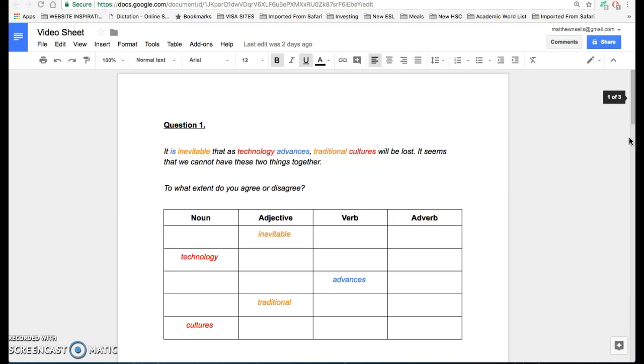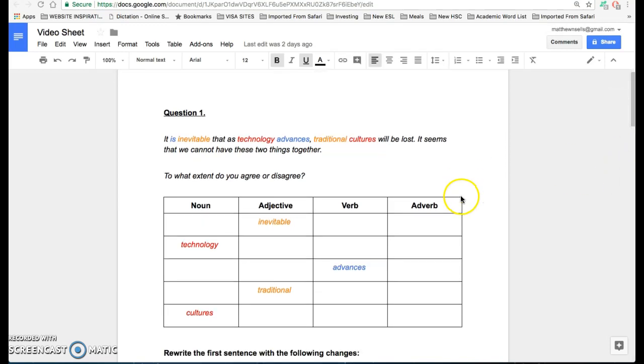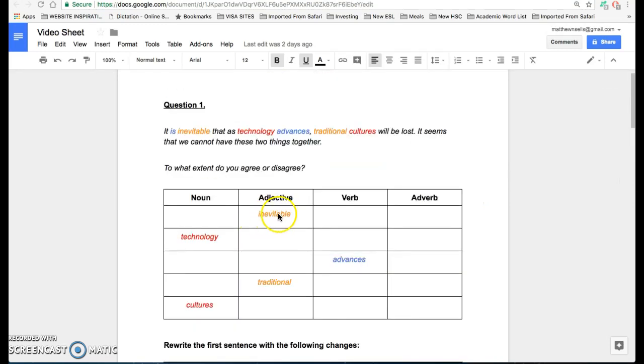So, in every question you get here, I've already colored in what kind of word form it is. So you've got blue for verb, you've got orange for adjective, red for noun, and purple for adverbs, which there aren't that many of. The table at the top will tell you what is what, so you can get an idea of the colors. And each one, I've already plotted them into the table. So for every question, you're already going to see the words in the question in the table where they belong. Inevitable is an adjective, technology is a noun, etc.